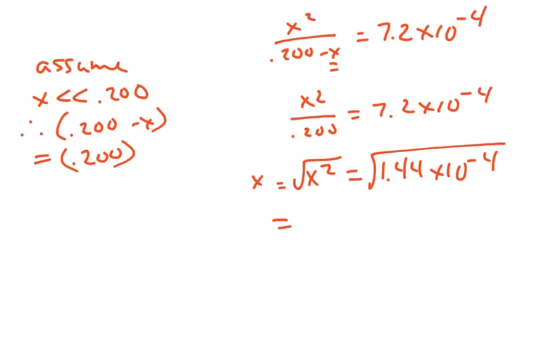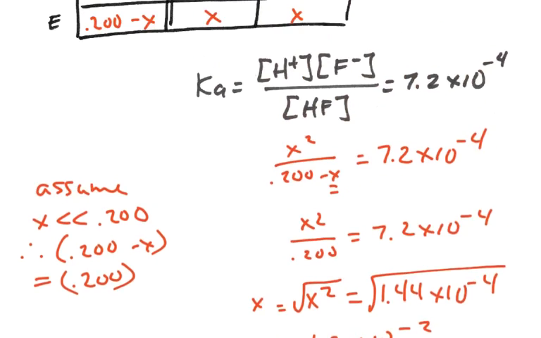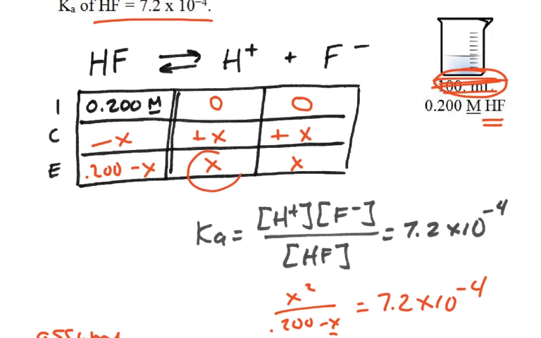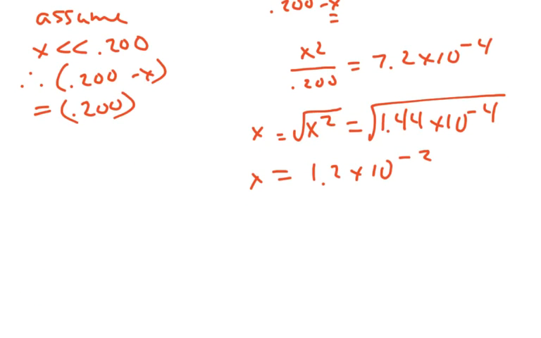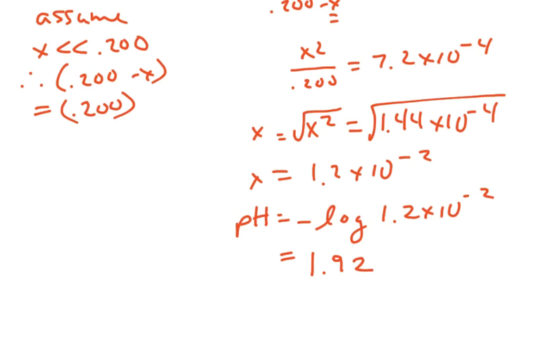And that value is 1.2 times 10 to the negative 2. And that is X. And we can see that our X is our H+ concentration. So if I take the negative log of this value, that will be my pH. And if we just do that, we get 1.92, a two significant figure answer. So that is my answer for part 1. The pH of the weak acid solution just by itself is 1.92.